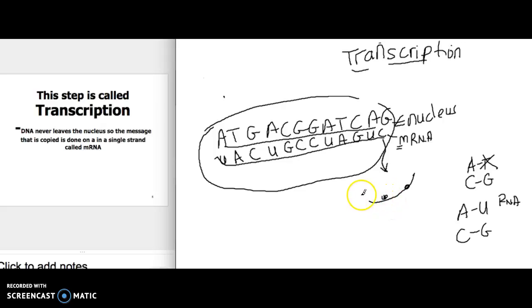So let's review this process. This is step one. The DNA strand is divided, and one of the strands is copied by the mRNA. This is called transcription. When the mRNA copies the strand, there is no T. Instead of T, there is a U. The mRNA will move outside and take the strand to the ribosomes that are found outside of the nucleus.